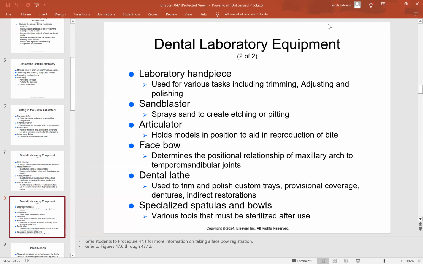The dental lathe is used to trim and polish custom trays, provisional coverage, dentures, and also indirect restorations. And then we also have various supplies of spatulas and bowls.